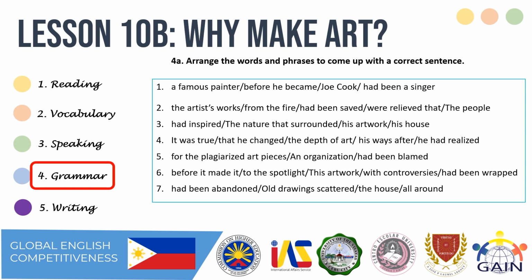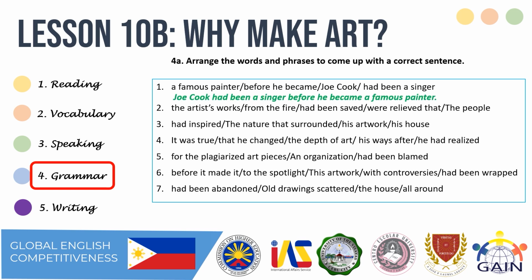Well done! Now for activity 4A, you must arrange words and phrases in order to come up with a correct sentence. Let's take a look at number 1, for example. Now try to remember that the common pattern for English sentences is SVO, or subject followed by the verb and then the object. However, there are also other patterns or sentence structures that one should familiarize, like the answer for number 1, for example.